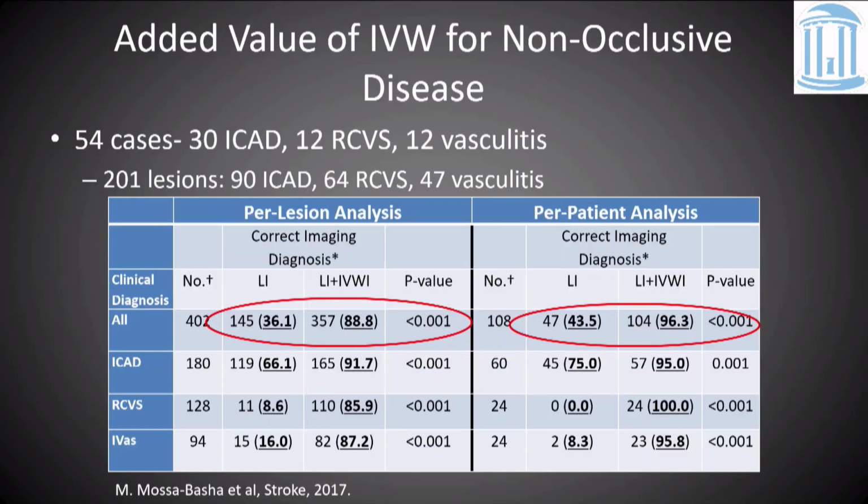So a couple of papers I'll discuss here. One that we published not too long ago, where we looked at the improvement in diagnostic accuracy when vessel wall imaging was included for intracranial vasculopathies. And we found a significant improvement in diagnostic accuracy across the board when vessel wall imaging was included, from about 30% to close to 90% accuracy. And this was significant for every disease category: atherosclerosis, vasculitis, and RCVS.